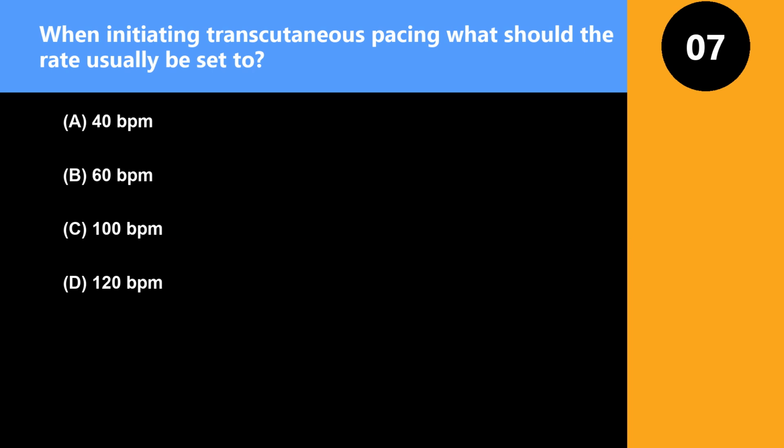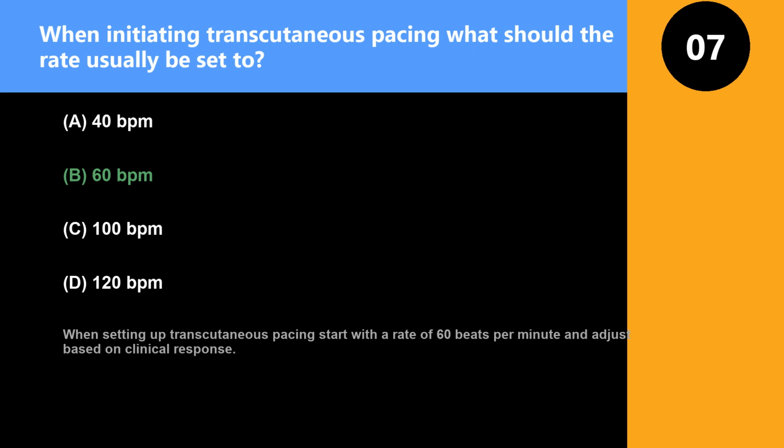Question 7. When initiating transcutaneous pacing, what should the rate usually be set to? Option A, 40 bpm. Option B, 60 bpm. Option C, 100 bpm. Option D, 120 bpm. The correct answer is option B, 60 bpm. When setting up transcutaneous pacing, start with a rate of 60 beats per minute and adjust based on clinical response.